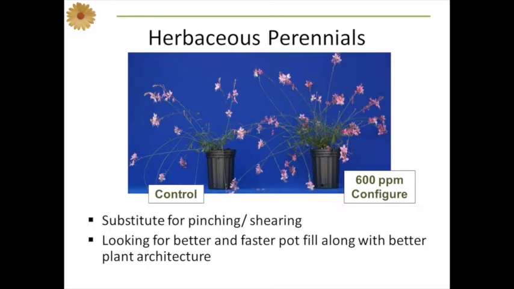We have looked at a variety of other herbaceous perennials, and it does substitute very nicely for the pinching and shearing, and we can get better pot fill. We're looking for an improvement in pot fill, an increase in the number of shoots and branches, and for a plant like this, Gaura, we did have, again, that increased capacity. It was better than the control beyond the finished plant time.